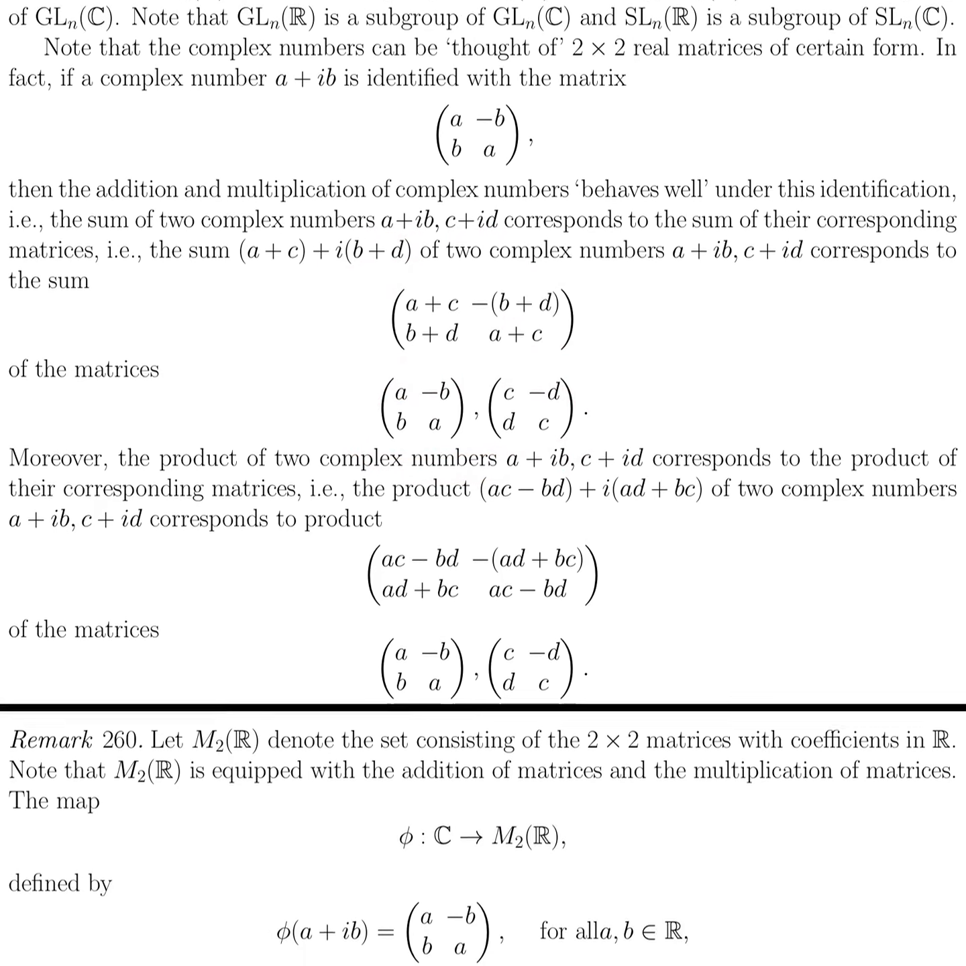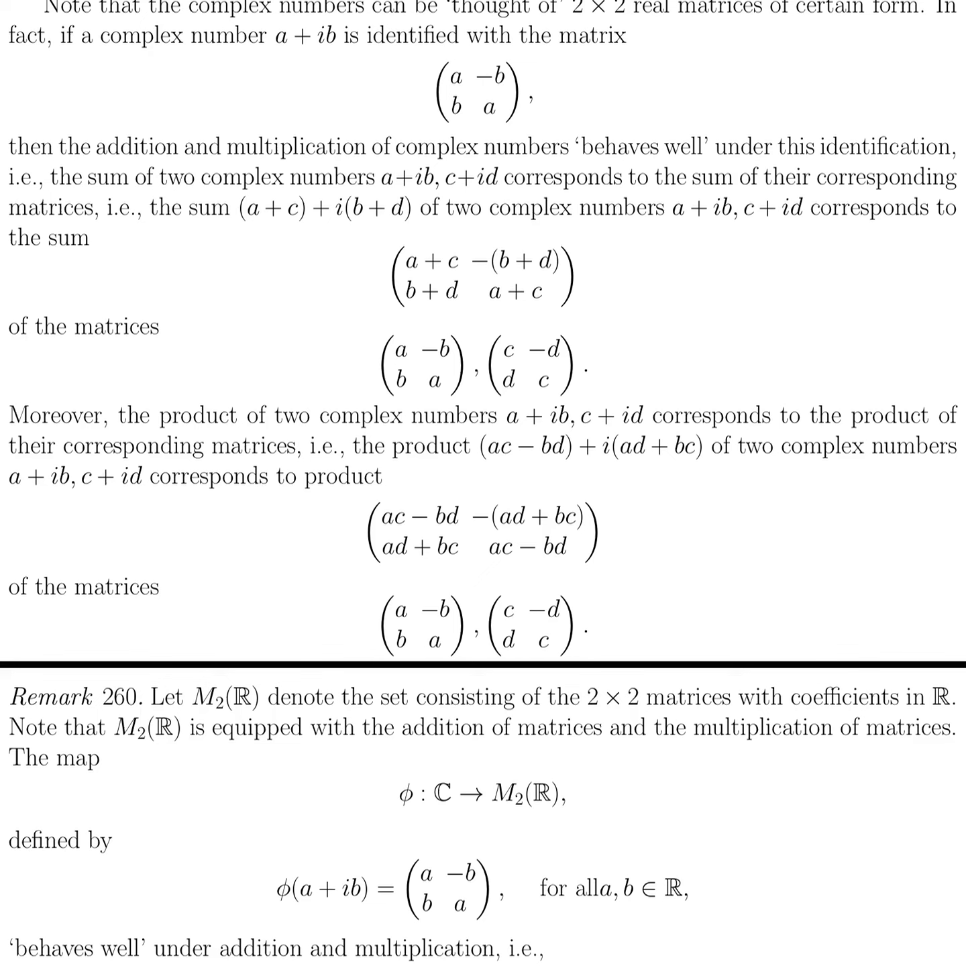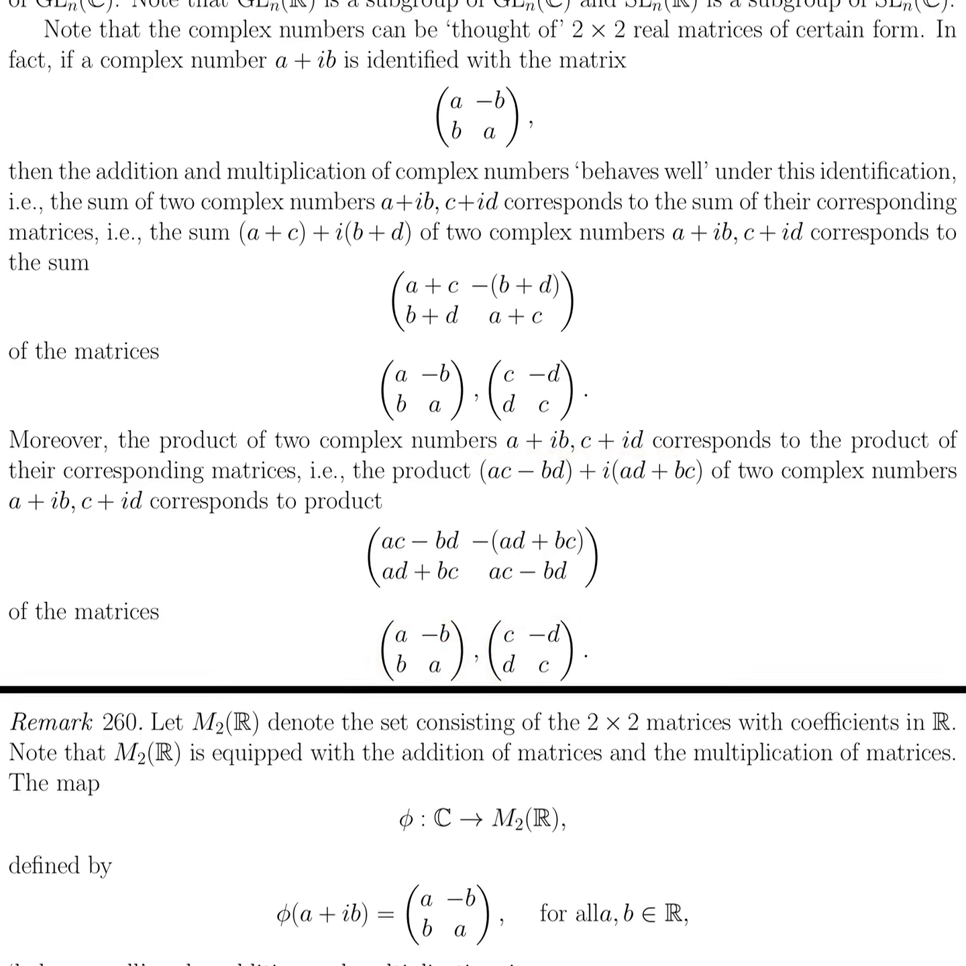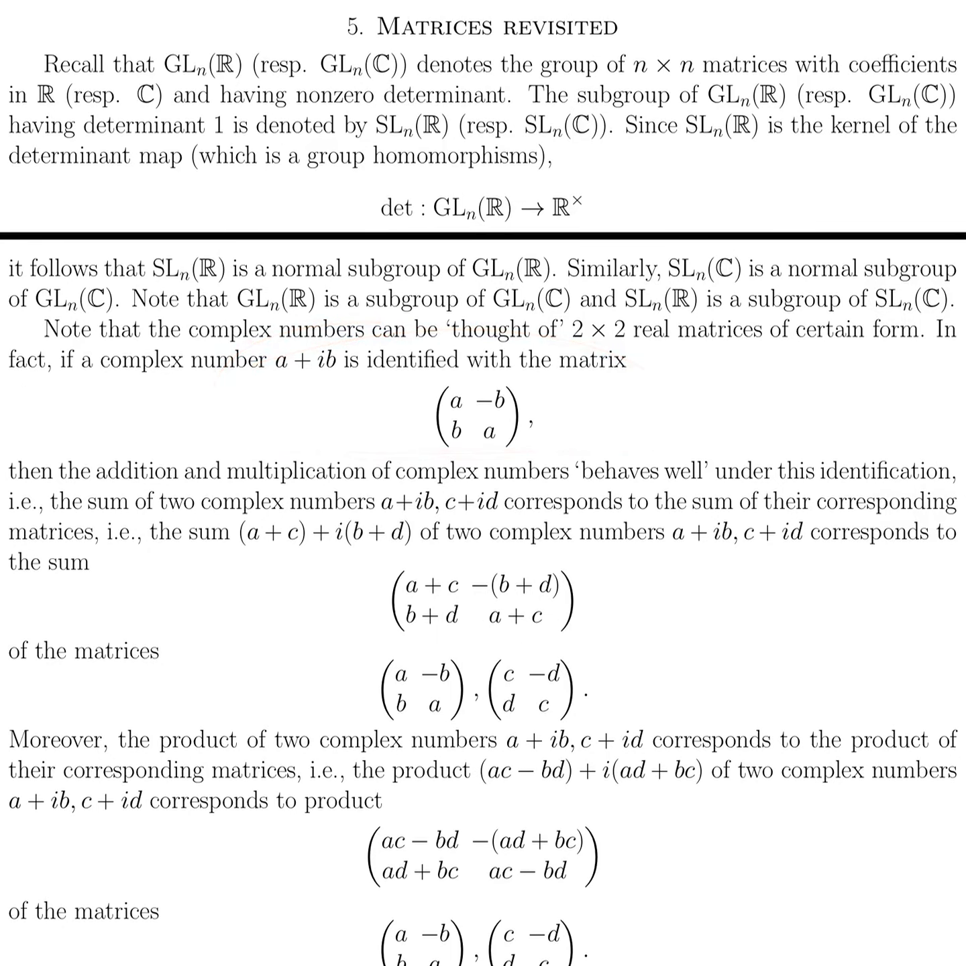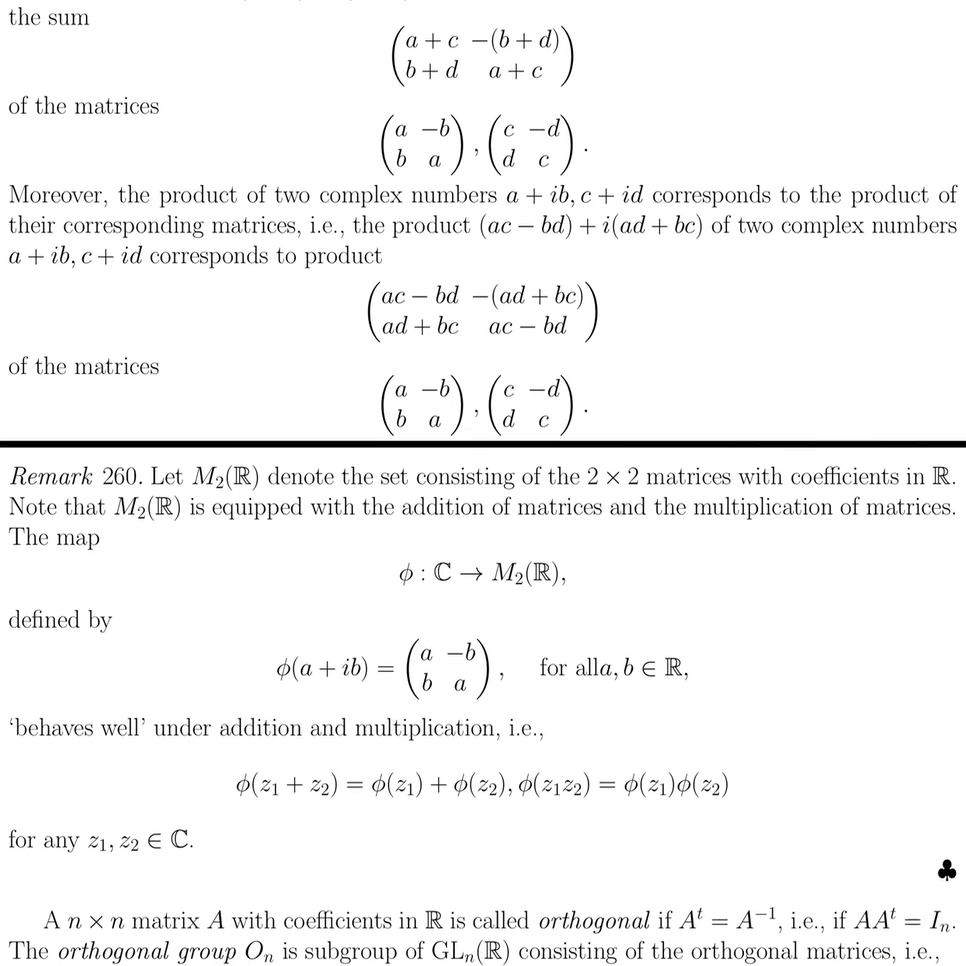And for multiplication also, one can check that if you take two complex numbers a plus ib and c plus id, then the matrix that corresponds to the product of these two complex numbers is equal to the product of the matrices which correspond to these two complex numbers via the above identification. So this is something nice.